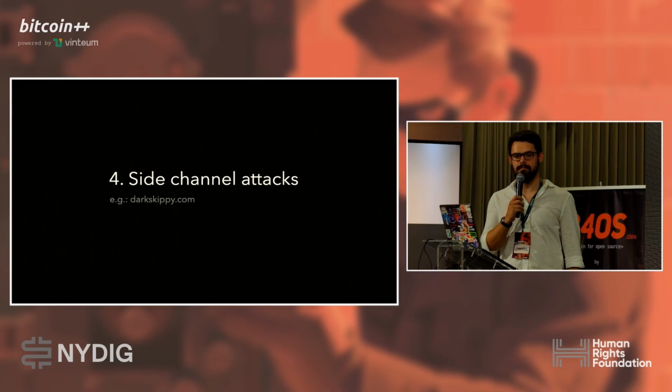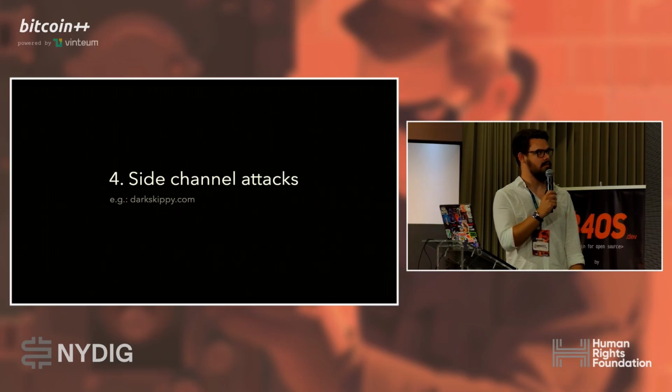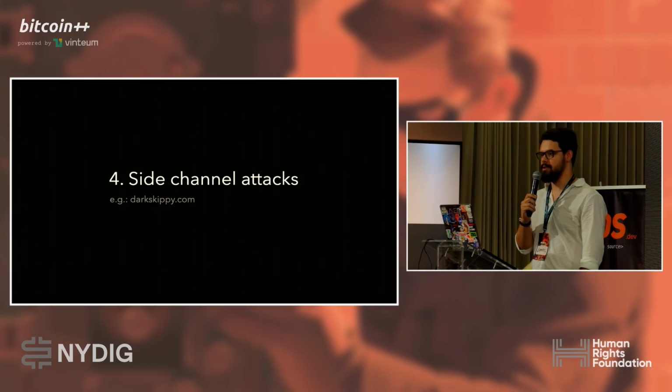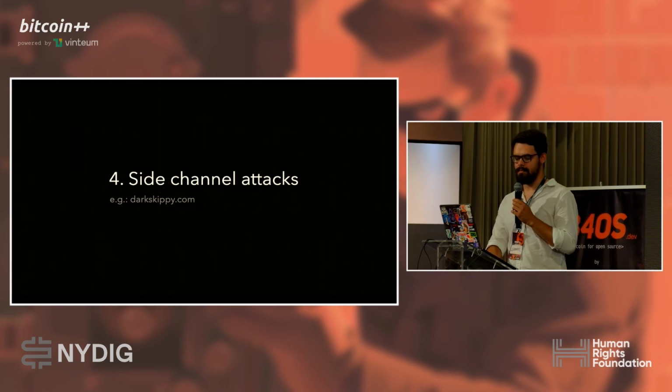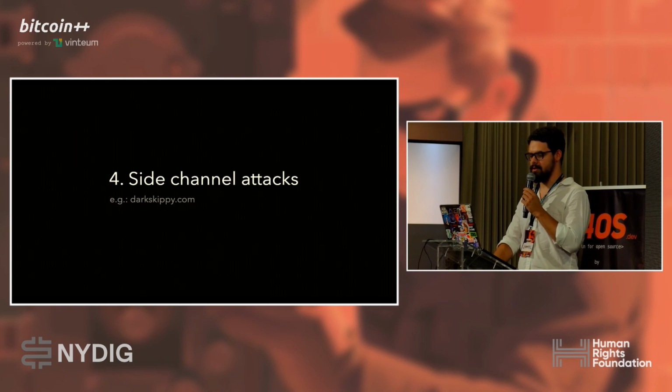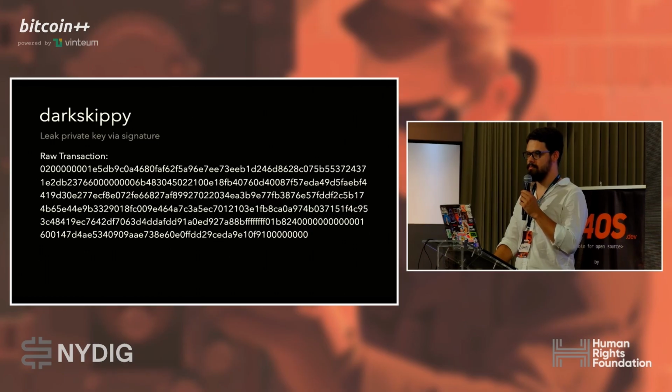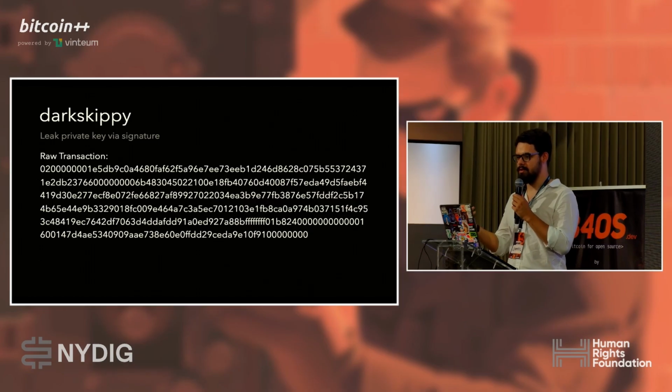Another interesting topic is sidechain attacks, and I could be here talking all day about every single possible way to do it. There are many. One example is Dark Skippy. It works by leaking your private key in the signature. We just saw it, but it's another clever way to do it.